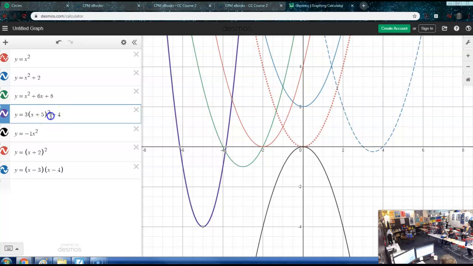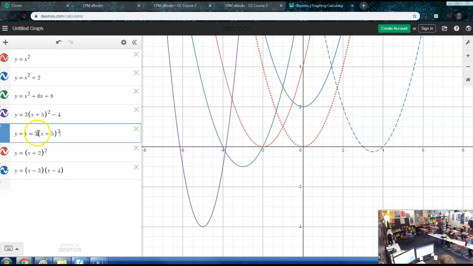So wait, if I take this off, if I only copy this part, let's make that the black. What's the difference between black and purple? Black is on the x-axis. It doesn't have the C value that's added to it. Compare purple to black.